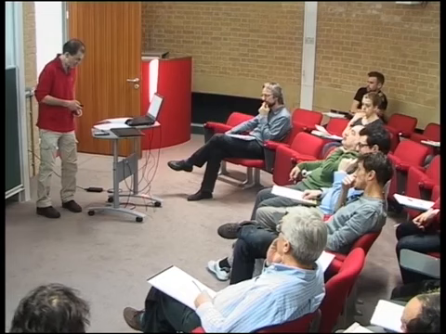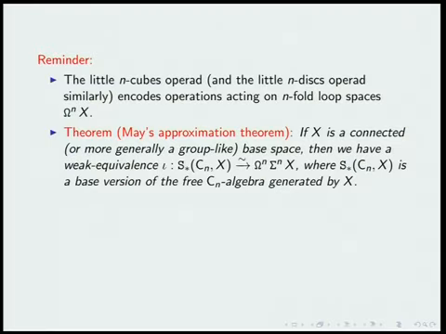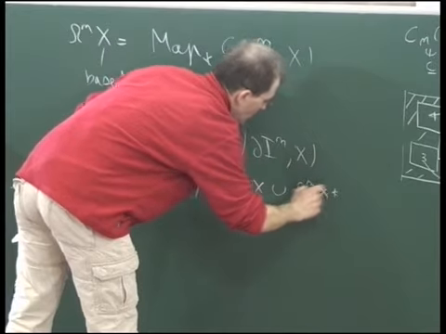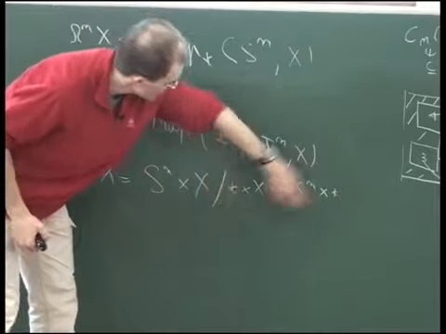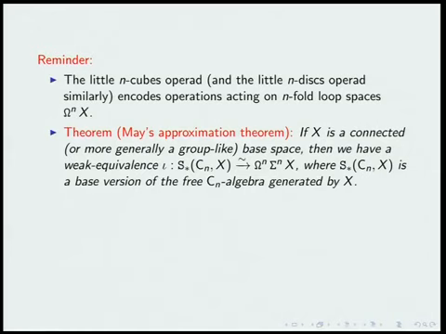The main statement: you have two statements. We have one which is May's approximation theorem. So now I need to explain what this sigma n is. Sigma n of X is the suspension. It's the sphere cross X, and you take the base point of the sphere times X, and S^n cross the base point of X, and collapse this set to a single point. So this is the suspension, and May's approximation theorem says that if you form some kind of free algebra over the little cubes operad generated by X, then you get a model for omega n sigma n X, the n-fold loop space on the n-fold suspension of the space X.